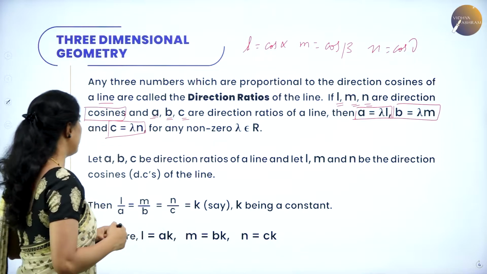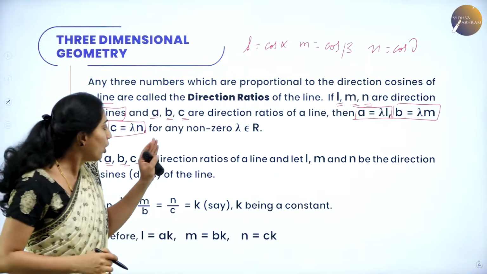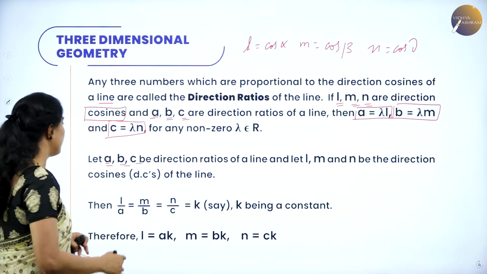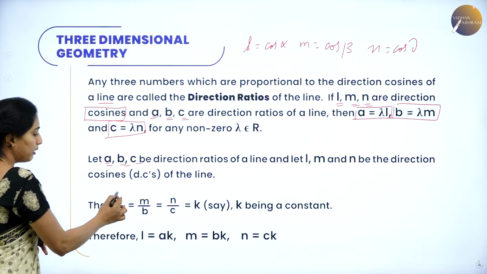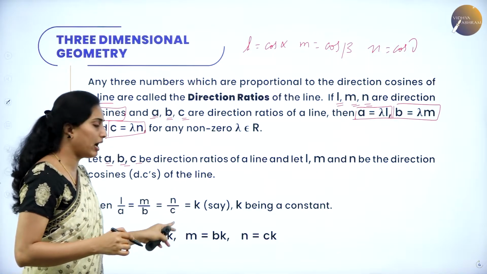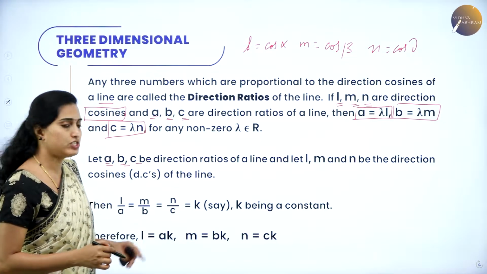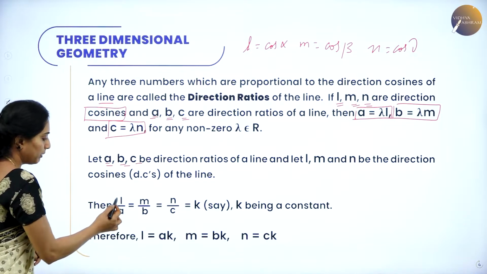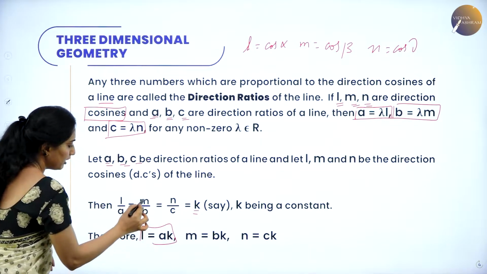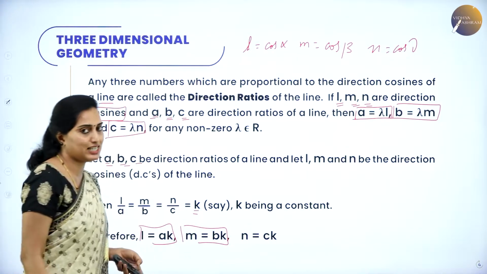Here, let a, b, c be the direction ratios of a line L and l, m, n be the direction cosines of the line. Then l by a is equal to m by b is equal to n by c is equal to k, where k is some constant. Cross multiplying, l is equal to ak, similarly m is equal to bk, and n is equal to ck.